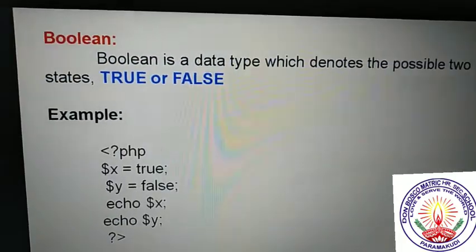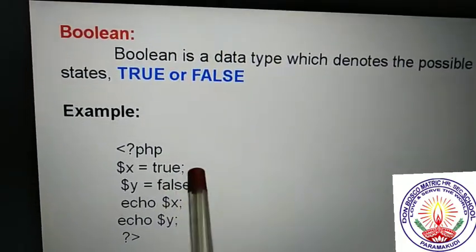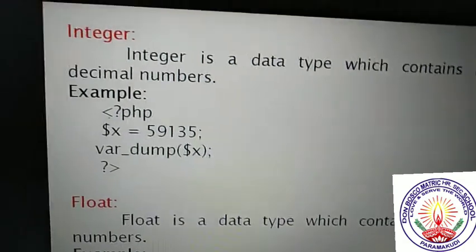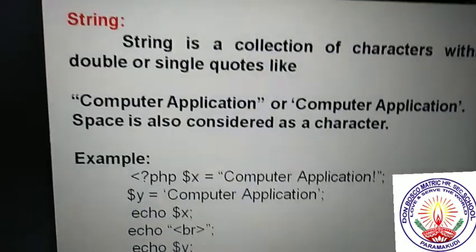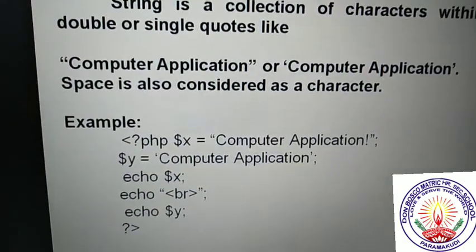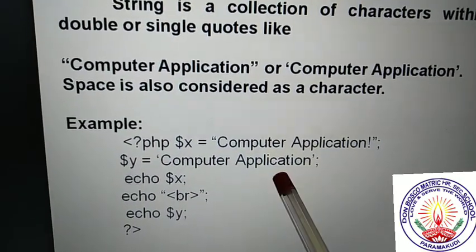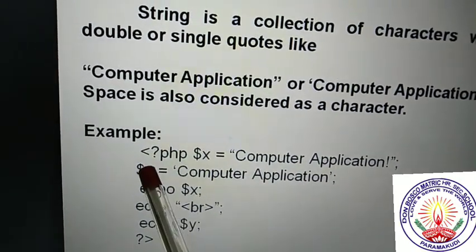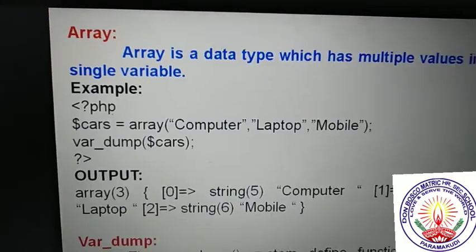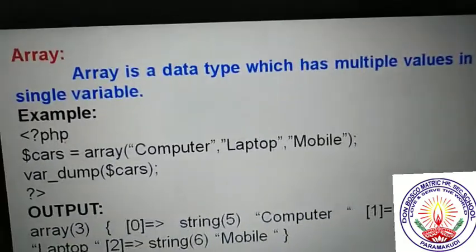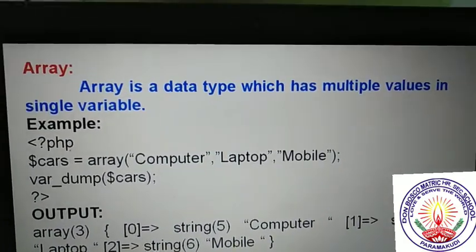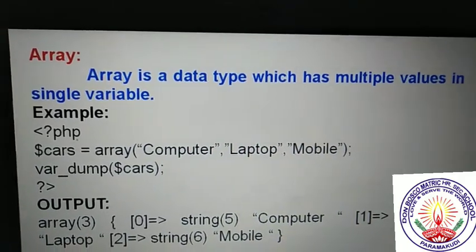Before that, you have to know x has only one value. See, x has only one value, and here y has only "computer application", one value stored in y. But the array concept means the array is a data type which has multiple values in a single variable.